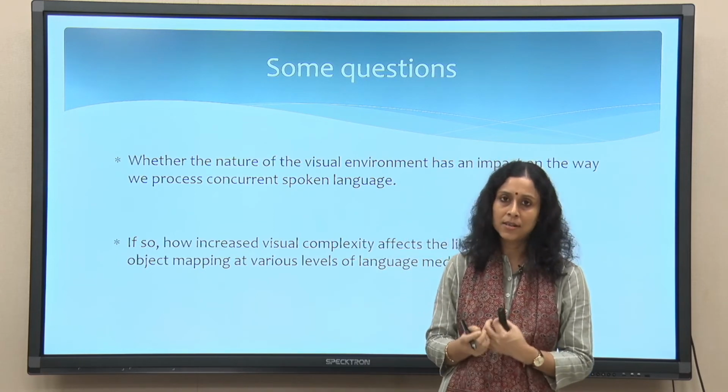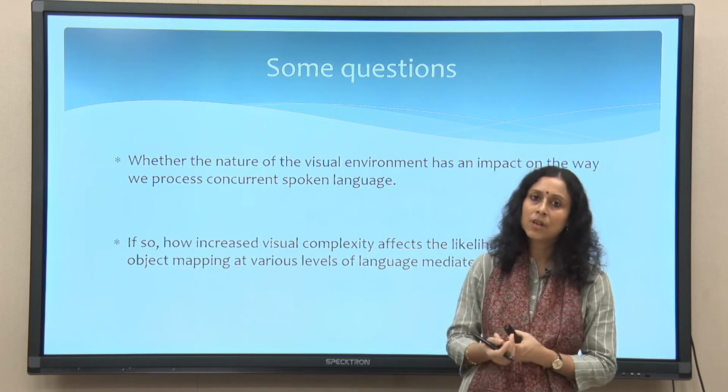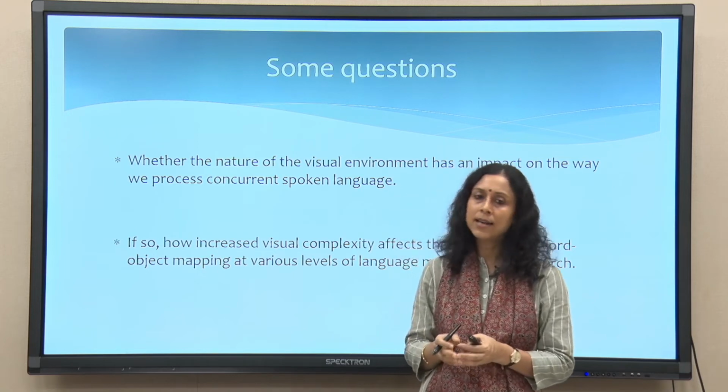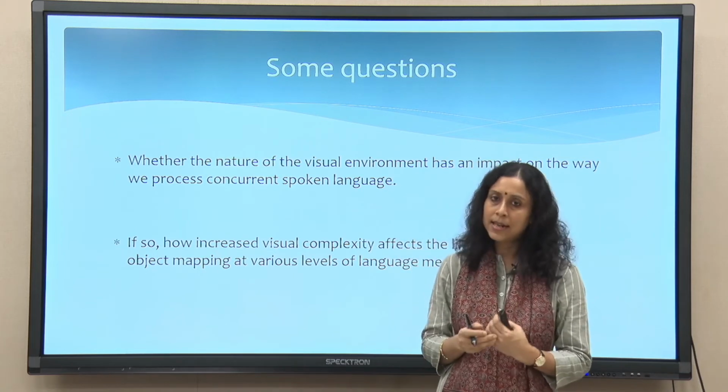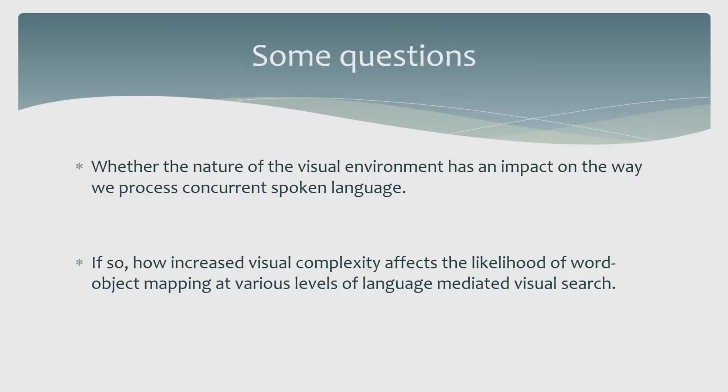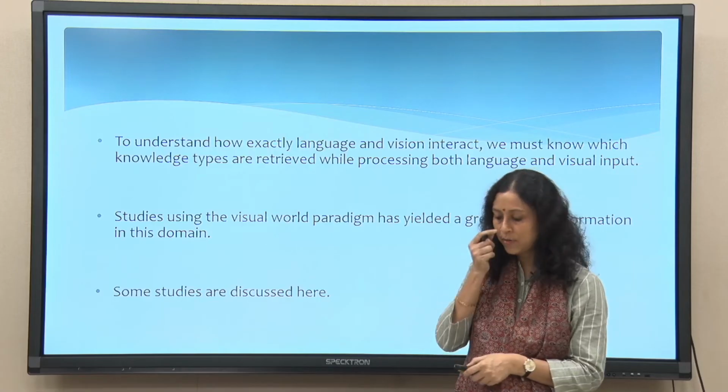Of course, there is an interaction. Numerous studies have proven, I have just given you a couple of examples, but there are many others, that there is beyond any doubt a dynamic interaction: language guides visual perception, and visual perception also helps in comprehension of sentences and so on. However, what is the nature of that interaction is what we are trying to look at. If there is an interaction, how does increased visual complexity affect the likelihood of word object mapping at various levels of language mediated visual search? This is something we will look at shortly.